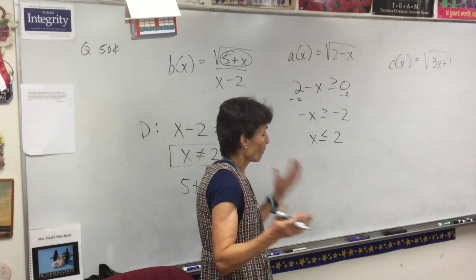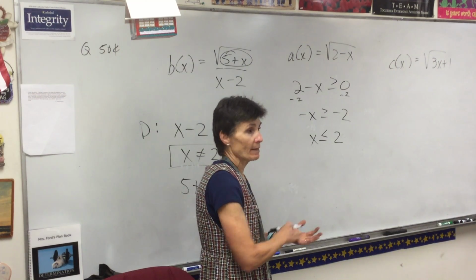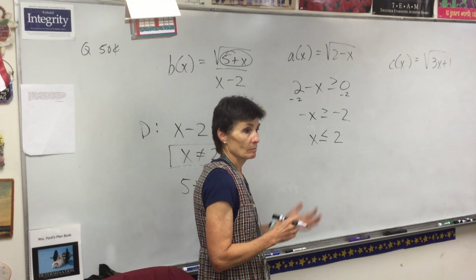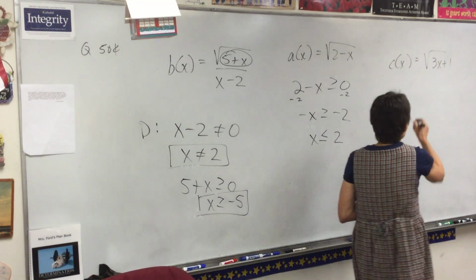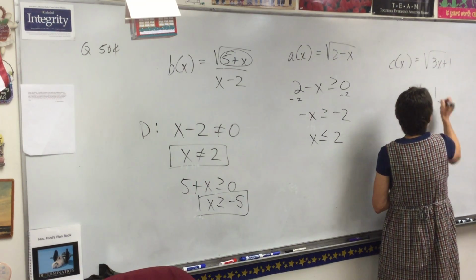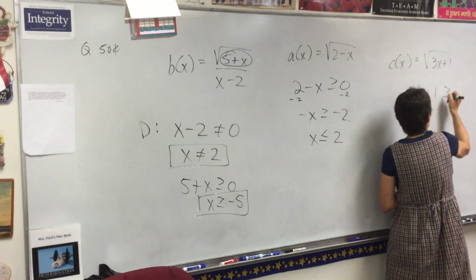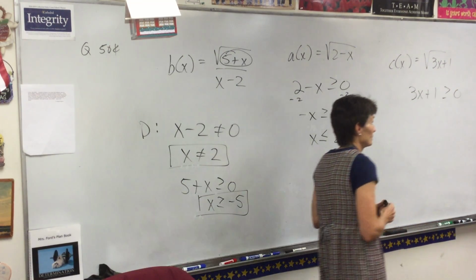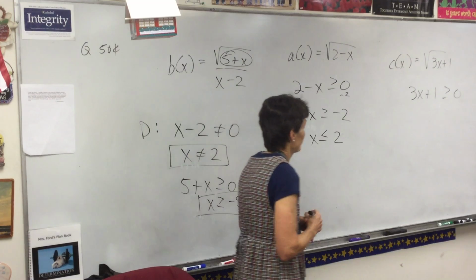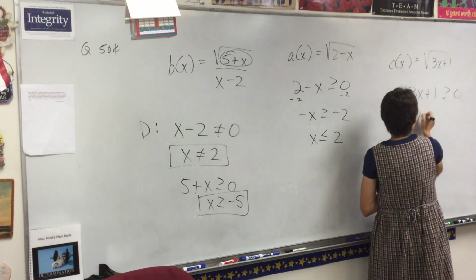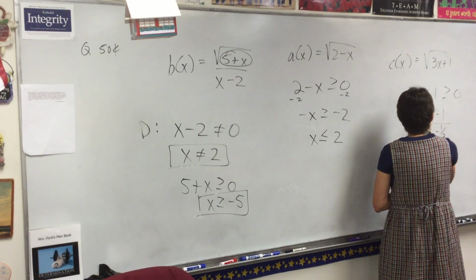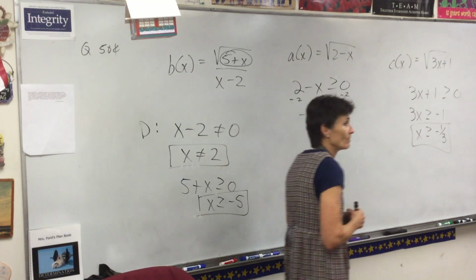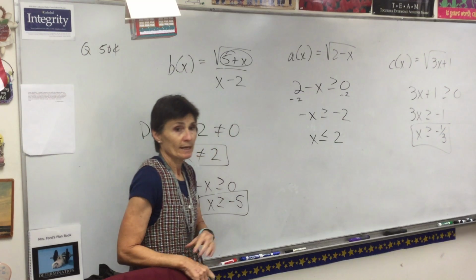Well, what are our rules? Denominator can't be 0. I don't have a denominator. Whatever is under the radical has to be greater than or equal to 0. So if I subtract the 1 and divide by the 3, my domain is everything greater than or equal to negative 3.